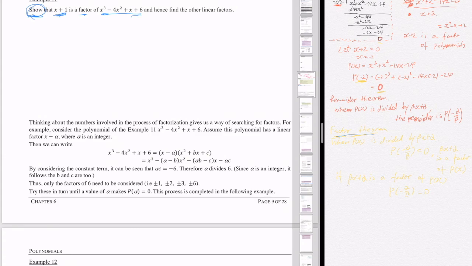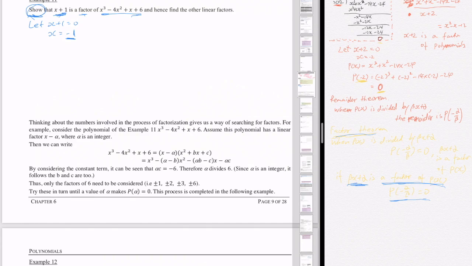If beta x plus alpha is a factor, then if you substitute negative alpha over beta back into your dividend, it will definitely be equal to 0. So now we can just try. We let x plus 1 equal to 0, so we can solve x is equal to negative 1. We're going to substitute x equal to negative 1 into our polynomial function.